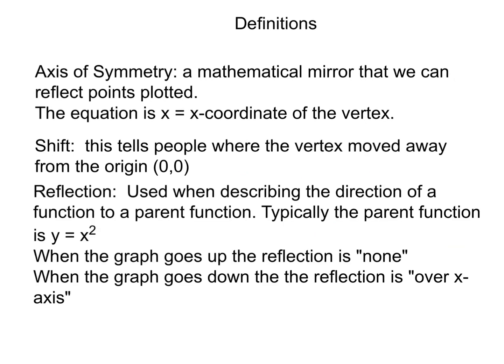Reflection is used when describing the direction that the graph is going when compared to the parent function. Now typically with a parabola it's y equals x squared. So if you're to graph y equals x squared, the graph goes up like so. So when our graph, compared to this guy, is going upwards, we say it's none because it's going in the same direction. When the graph goes down, we say it's reflected over the x-axis, just like we did when we did the absolute value graphs.